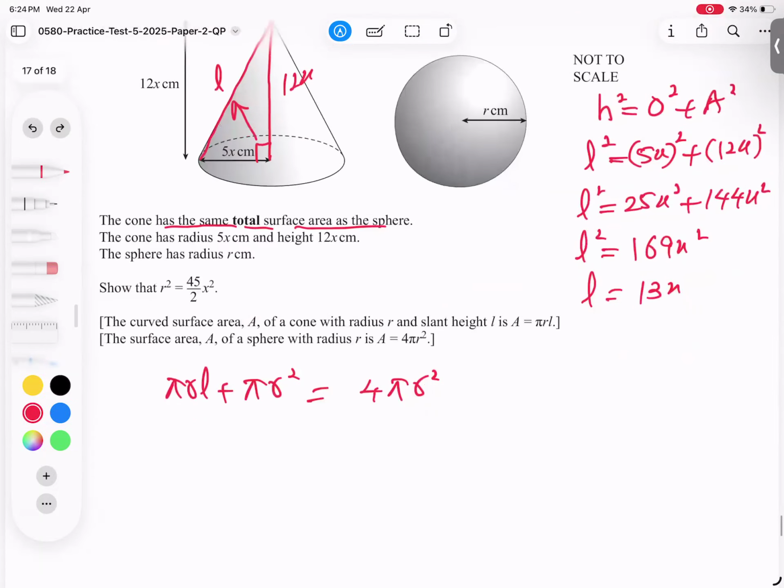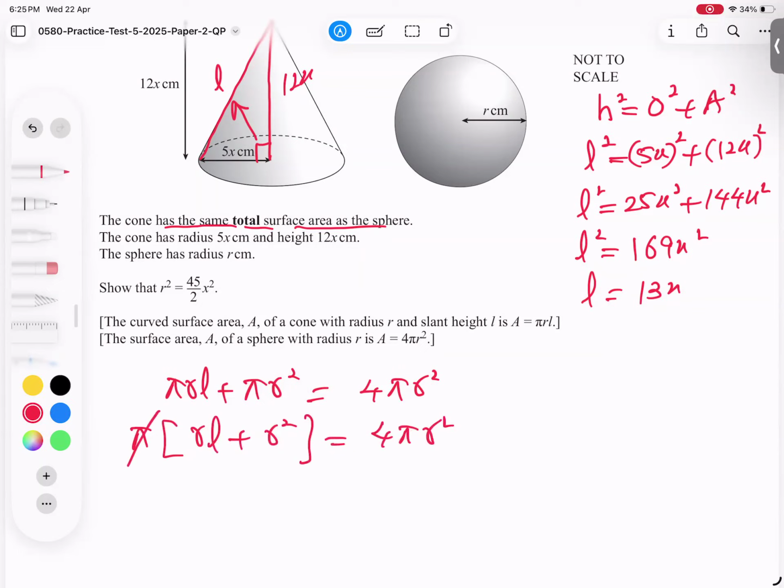Now, students, we are ready to put in the values. Radius is 5x. Slant height is 13x. Radius again 5x. Before I plug in, students, just wait. I can say pi can cancel. The radii are different; the radii are not the same. But pi can be taken common. When I take pi common, this pi can cancel out.